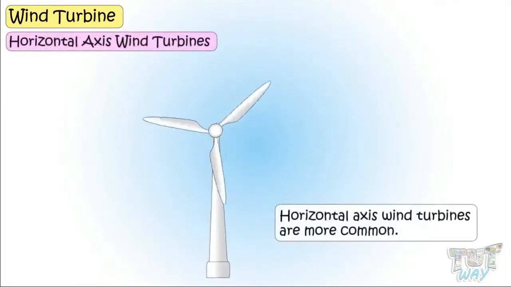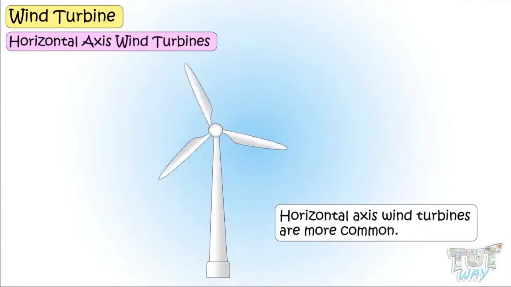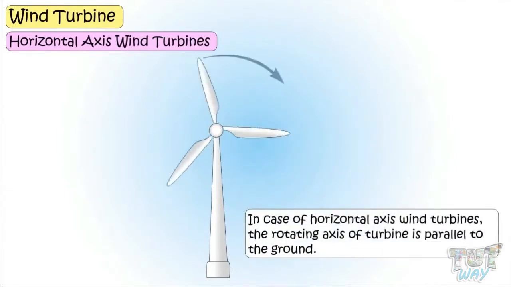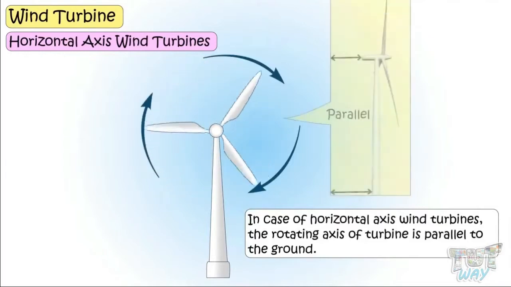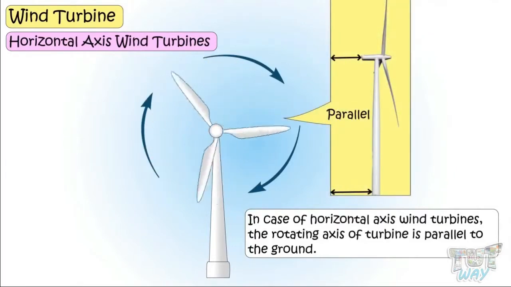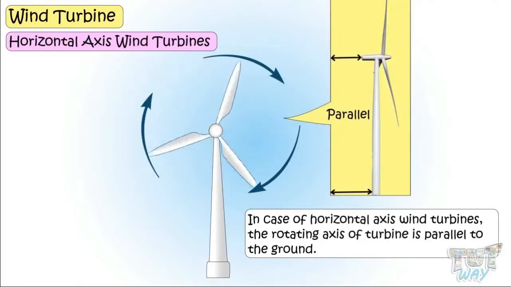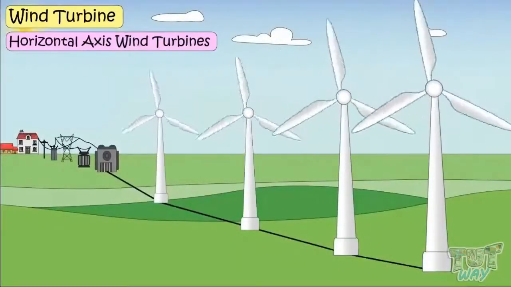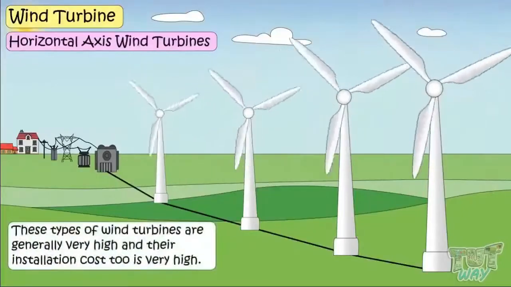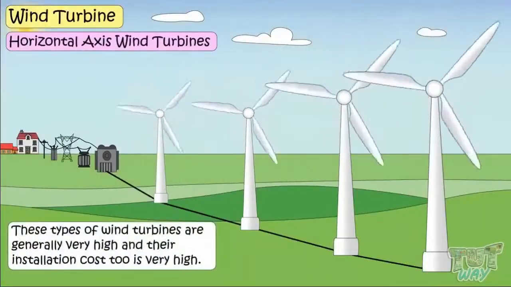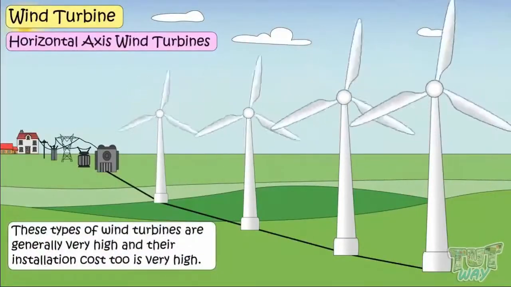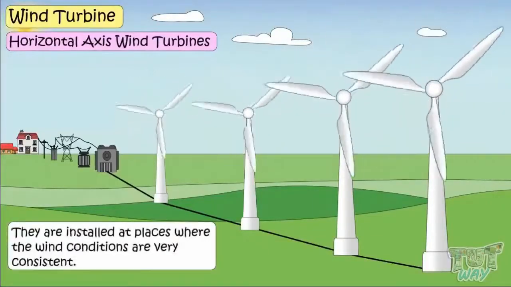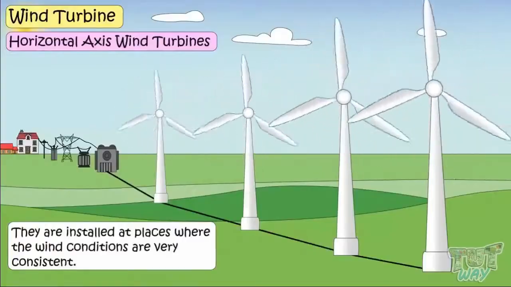Horizontal axes wind turbines are more common. In case of horizontal axes wind turbines, the rotating axis of the turbine is parallel to the ground, and they are mainly used in commercial, big-purpose projects, producing electricity at a large scale. This type of wind turbine is generally very high, and their installation cost too is very high. They are installed at places where the wind conditions are very consistent.